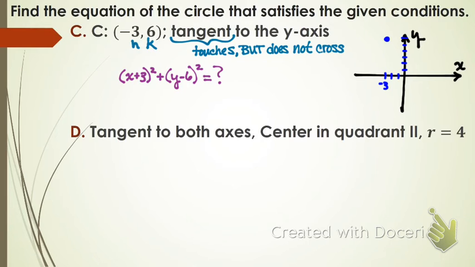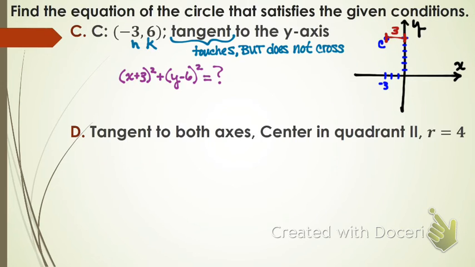So approximately right here is my center. It is tangent to the y-axis, so it is going to touch but not cross my y-axis. So I see the y-axis here. How far over would I go until I was just touching it? 3 units. From right here to right here would be 3 units.